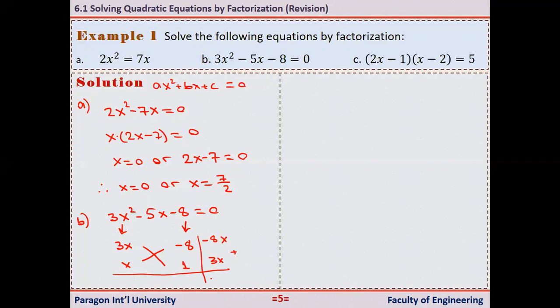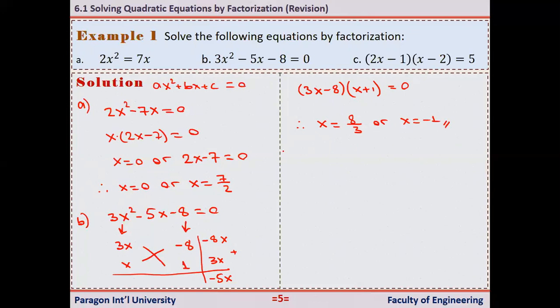If you just add them together, it is -5x, which is equal to the middle term. So we can factorize this quadratic equation as (3x - 8)(x + 1) = 0. Right? Now we have something here, a times b is equal to 0, since actually we are looking for the real solution, right? Either a or b should be equal to 0. Now from here, the solution of this quadratic equation, x equals 8/3, or x is equal to -1.